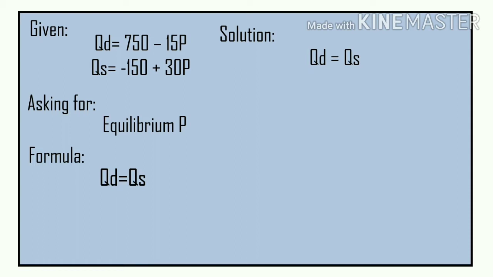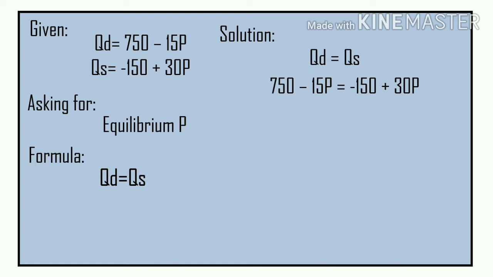Quantity D is equals to quantity supply. Okay? So, let's now substitute na kung ano yung quantity D and quantity supply. So, yung quantity D naman is 750. Lagay natin dyan 750 minus 15P is equals to negative 150 plus 30P.